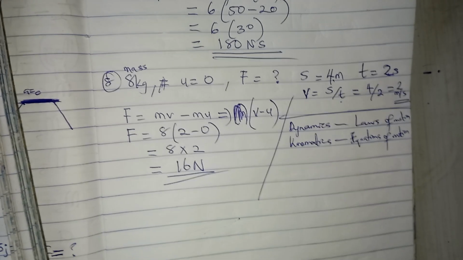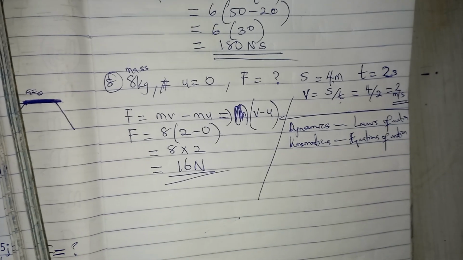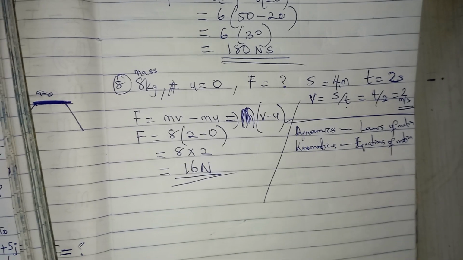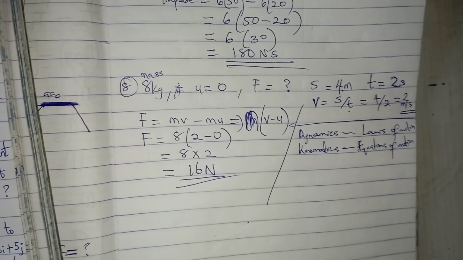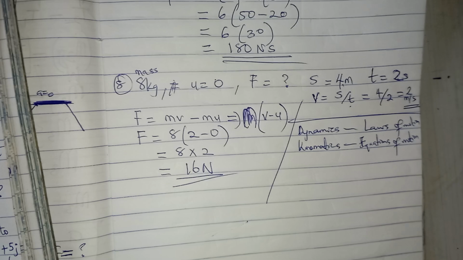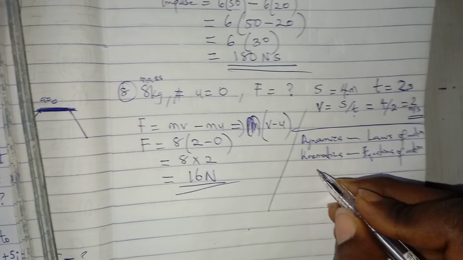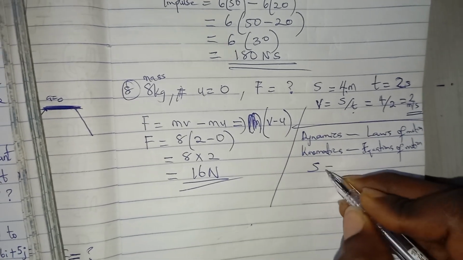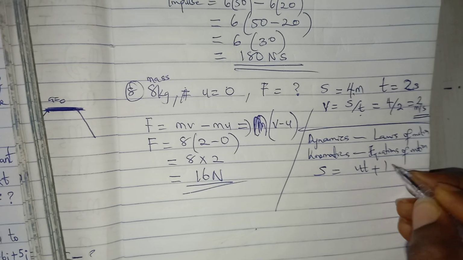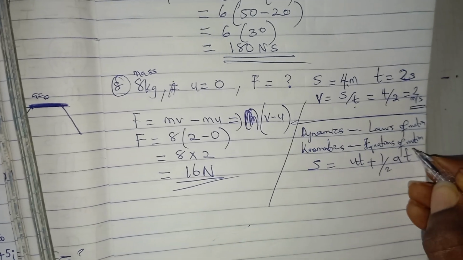In kinematics, we don't pay attention to the force. So I like to see if there's any way I can use the formulas or laws of dynamics to solve. So that is what I did here. But you see some textbook will come and tell you, since they mention displacement, s equals ut plus half at square.